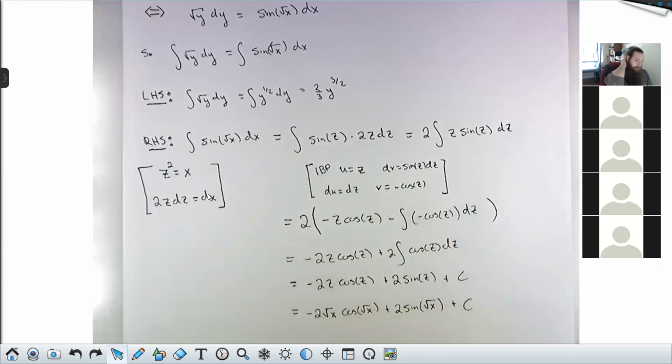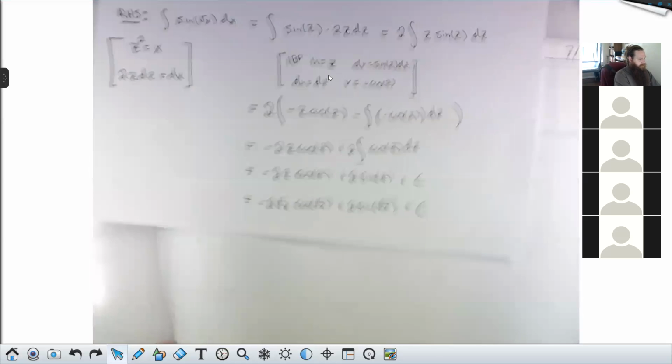But we're not done yet. I can set the left-hand side equal to the right-hand side and give myself an implicit solution. But this is one of those problems where we can get an explicit solution pretty nicely. If I set this equal to all of this, I can then multiply both sides by 3/2 and then raise both sides to the 2/3 power. Solve for y.